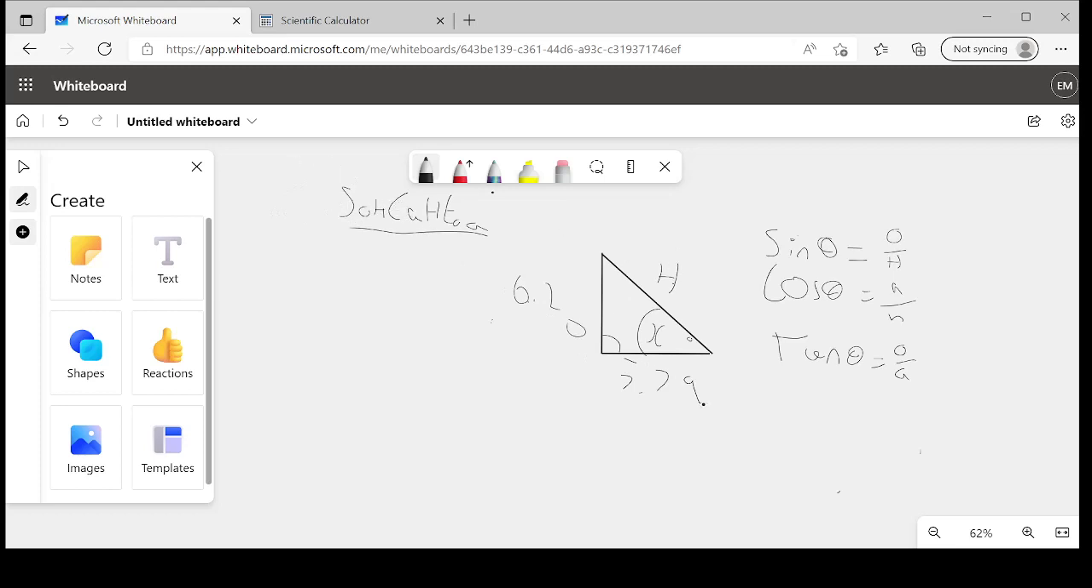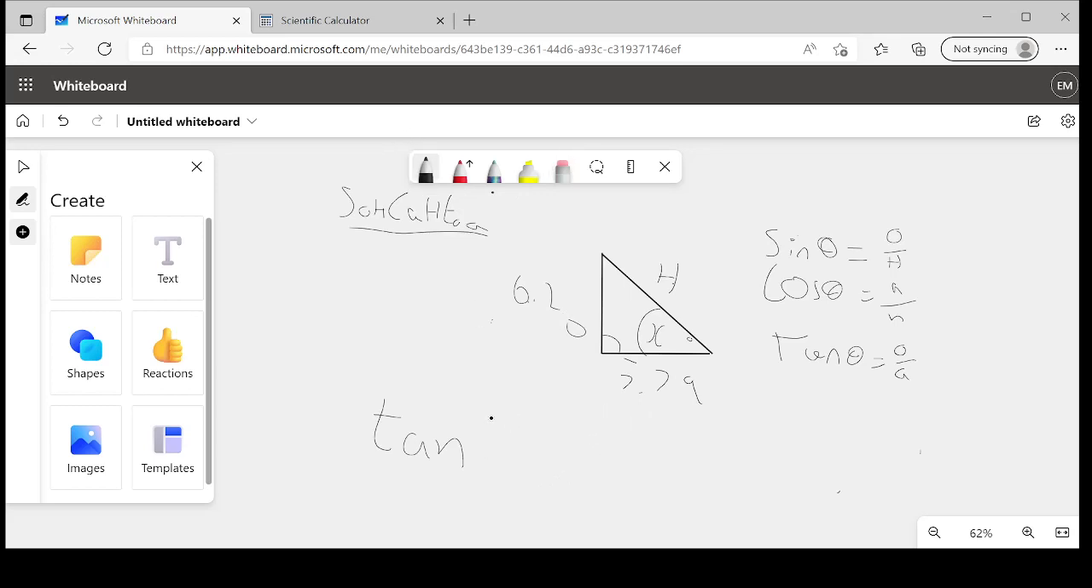Cosine? Do we have the adjacent? Yes. Do we have the hypotenuse? No. So we don't want to use cosine. So we must use tangent. So let's write that out. Tan x, we know, must be equal to our opposite 6.2 over our adjacent 7.7. Now, what we remember is we need to swap these two around. This one goes there, and that one goes there. And now we can just write that out.